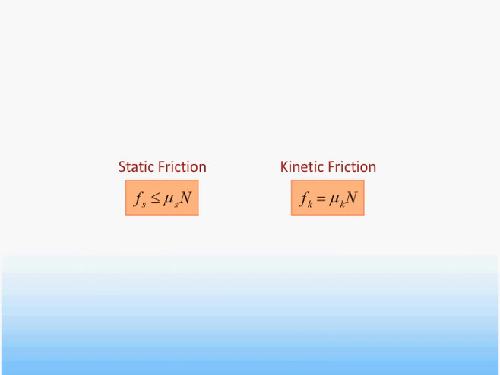Note the important difference here between kinetic and static friction. The kinetic force is always equal to mu sub k times n, while the static force is not always equal to mu sub s times n. In fact, the static force is only equal to mu sub s times n just before the surfaces begin to move. In all other cases, the static force is less than this maximum force.